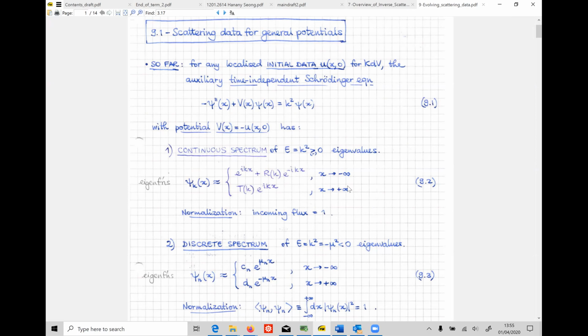So the scattering data here consists of the eigenvalues of the Schrödinger problem, as well as essentially the asymptotics. We can either look at the asymptotics at minus infinity, in which case we look at the reflection coefficient R of k and the coefficient C_n together with the discrete eigenvalues mu_n. Or we could look at the asymptotics at plus infinity, in which case we would focus on the transmission coefficient, the coefficients D_n, and the same eigenvalues mu_n. So that was step one.